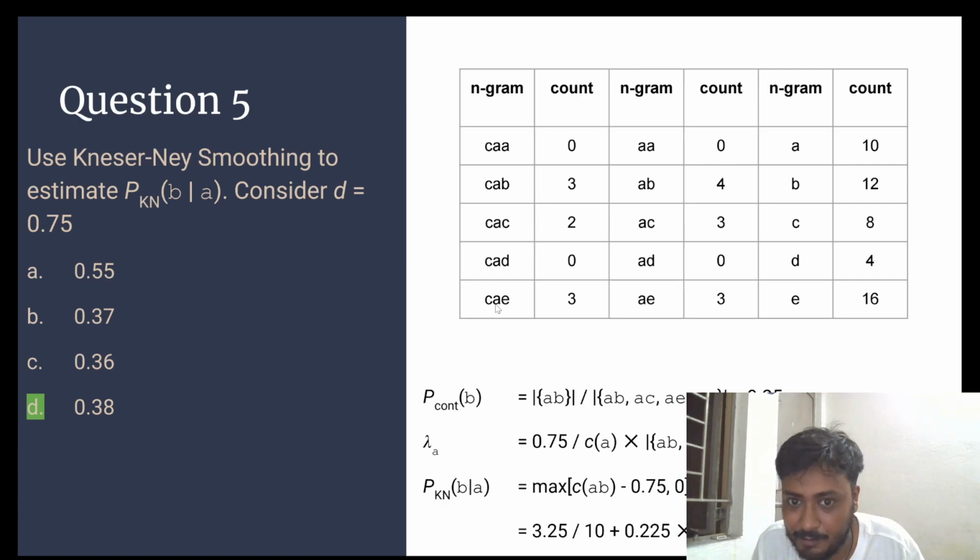Yes, that part is tricky, I understand, but you need to understand why we are including CA. Remember once again, the probability of continuation is the number of unique bigrams that end with B divided by the total number of unique bigrams. Because CAB exists three times, that means CA also exists, right? That is why we have to take CA over here. But lambda A is different. In lambda A, we are trying to see how many bigrams start with A. That is why CA does not figure here, right?